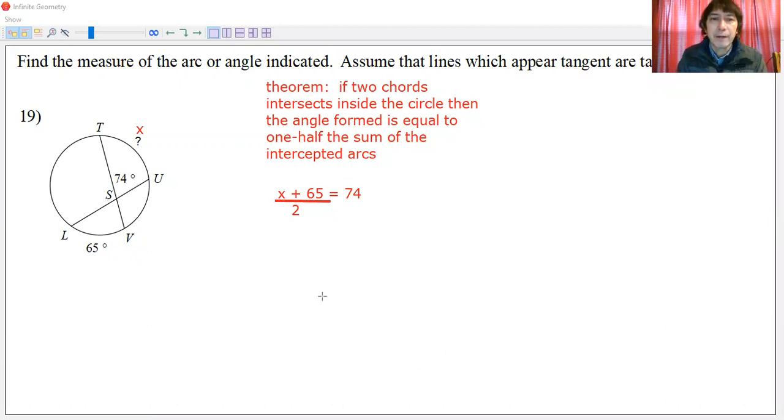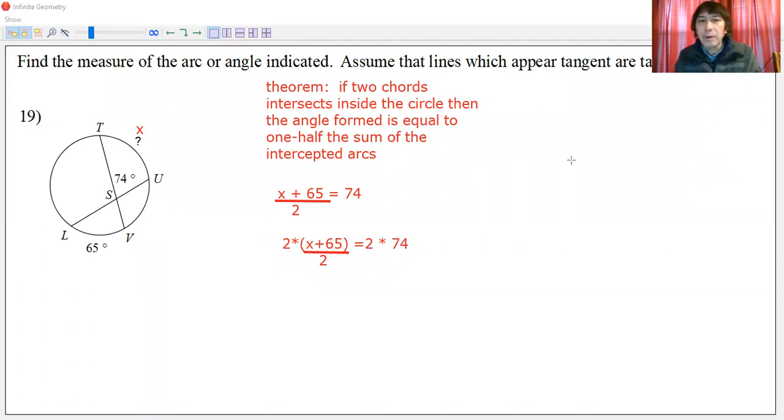Let's rewrite it and multiply both sides of the equation by 2. So it's 2 times x plus 65 equals 2 times 74, and we still have the divide here.